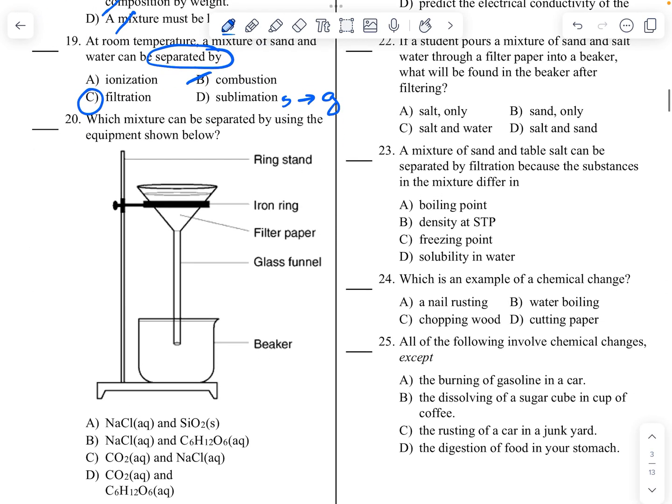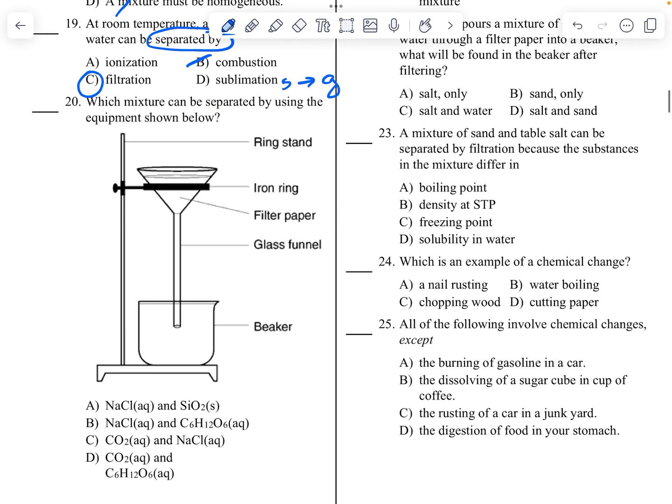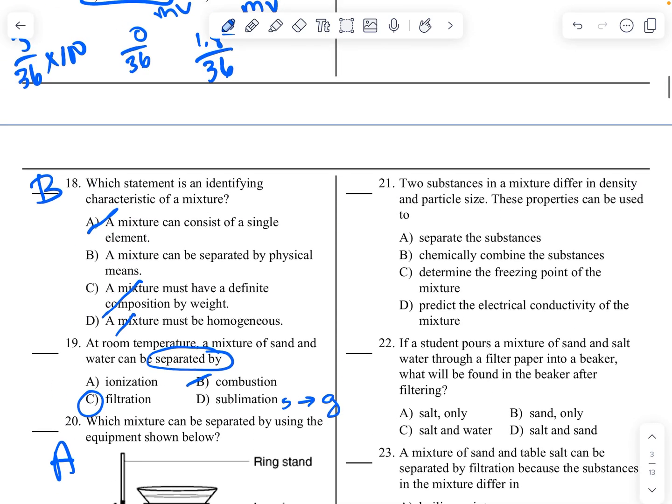Which mixture can be separated by using the equipment below? So again, I'm going to look for the solid. This is sand, SiO2. And the solid is not going to be able to pass through the filter paper because it is solid. Everything else is aqueous, which means dissolved in water, and those all can go through. So 20 is A.